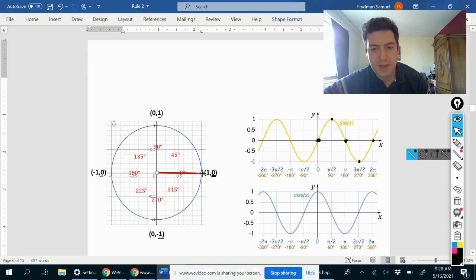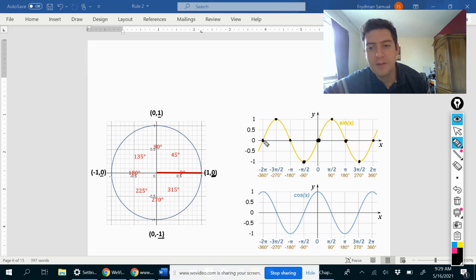So let's pretend that we're back at 0 degrees again, or 0 radians. If I had started by going clockwise 90 degrees, then I would be at -90 degrees over here, and the y value would be -1. Okay, and then at -180 degrees, the y value would be 0. At -270 degrees, the y value would be 1. And then at -360 degrees, the y value would be 0. Since we went all the way around, the y value is again 0.